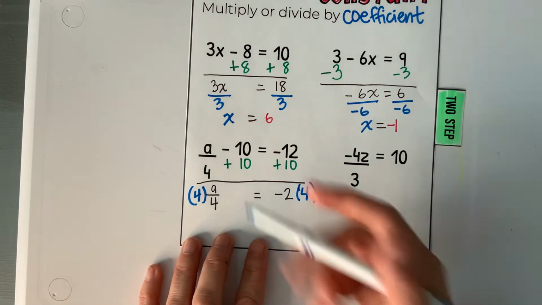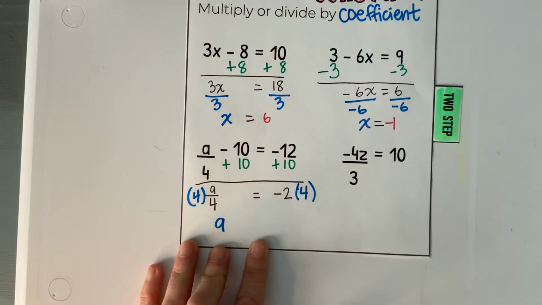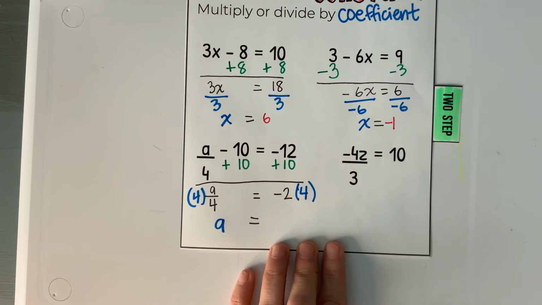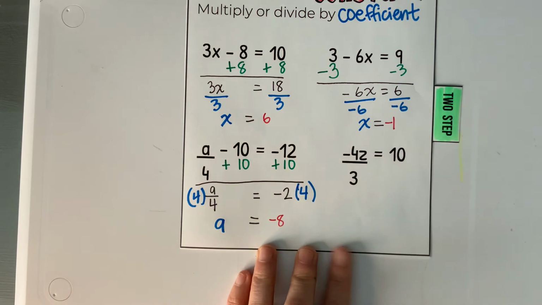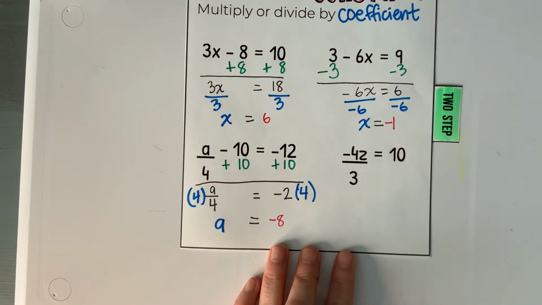Okay, so that then becomes eliminating that coefficient. So I now have a isolated, a is all by itself, and that's going to be equal to, or stay in balance with, negative 2 times 4. Negative 2 times 4 is going to be negative 8, because I know 2 times 4 is 8, and a negative times a positive is a negative, so negative 8.